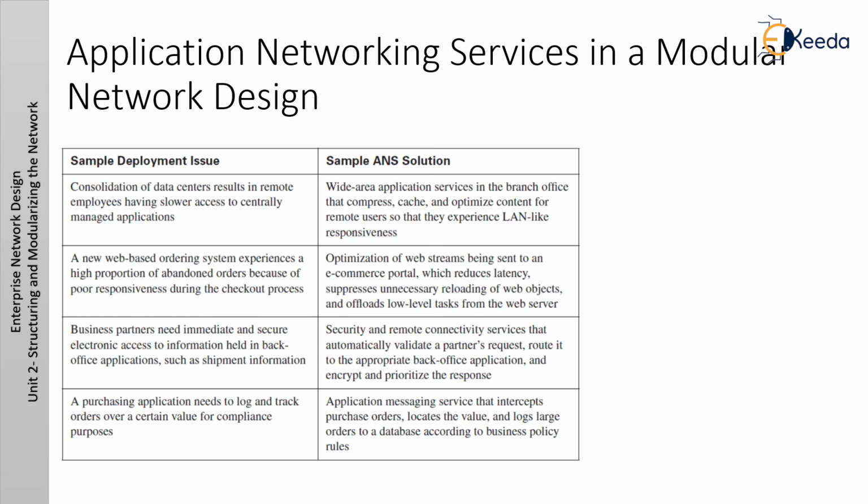So let us see the example of application deployment issues and solutions. In this particular case, there are sample deployment issues and sample ANS solution. Consolidation of data centers result in remote employee having slower access to centrally managed application. So solution is wide area application services in branch office that compress, cache and optimize content for remote users so that they experience LAN-like responsiveness.